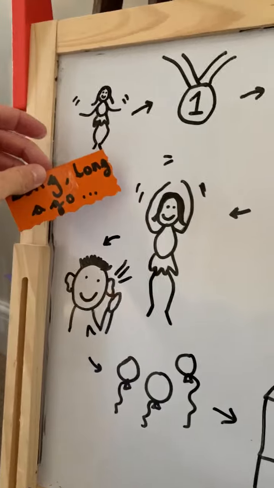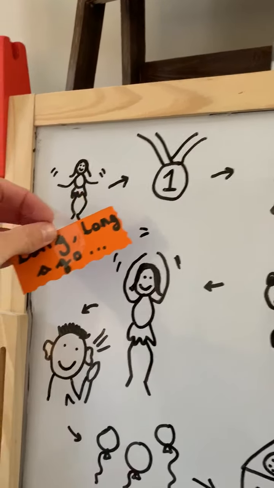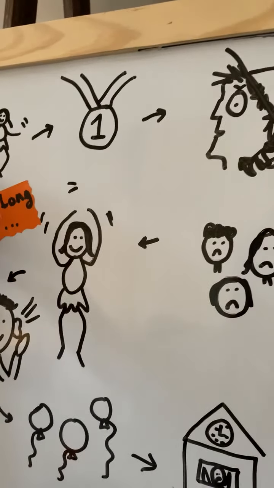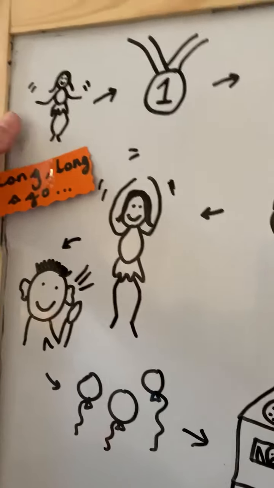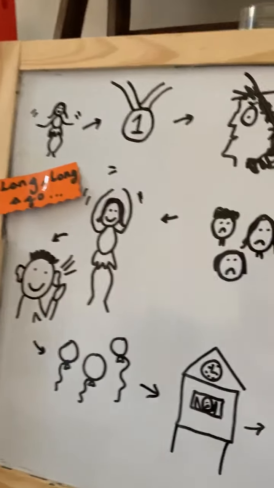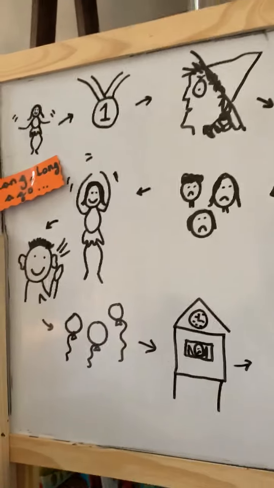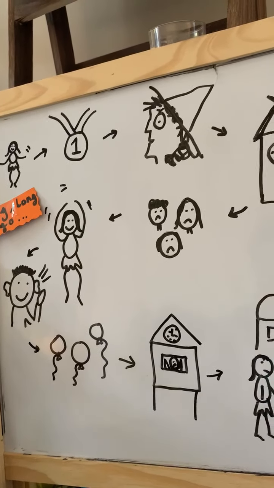I'm going to start with long, long ago, because it's a bit like a fairy tale, I think, this story. So you could have long, long ago, or you could have once upon a time. Just little words that might help you when it comes to writing this up.